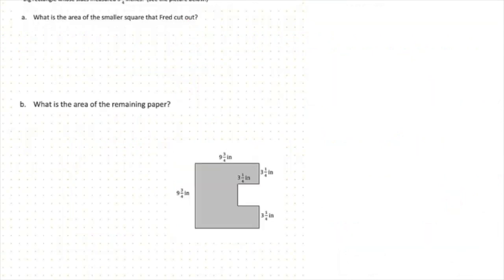Question number 4. Fred cut a 9 3/4 inch square of construction paper for an art project. He cut a square from the edge of the big rectangle whose sides measured 3 1/4 inches. See the picture below.